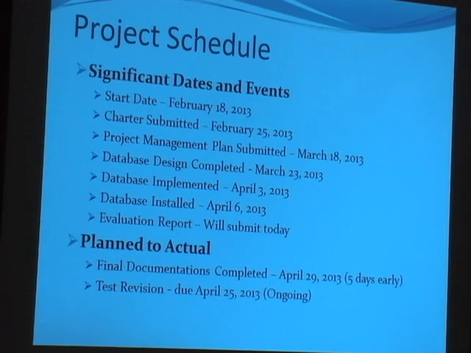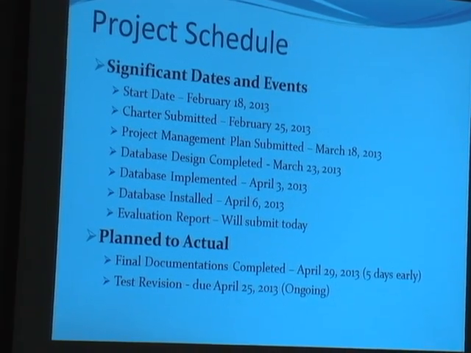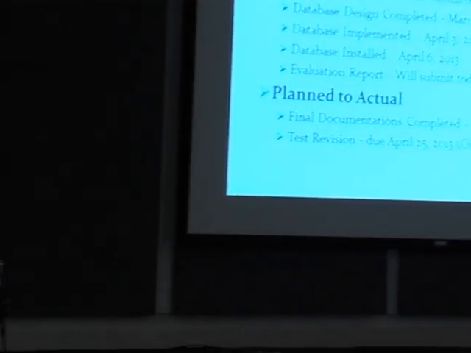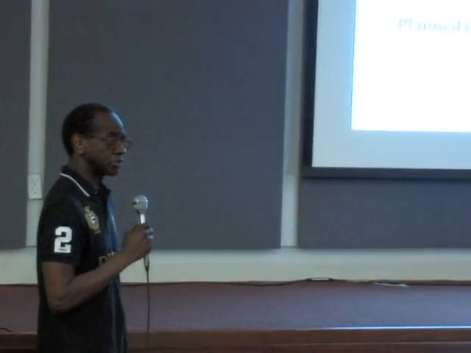This slide just shows some of the significant dates and events that occurred throughout our project. We're pleased with the way everything worked out. It moved right along. We pretty much stayed on schedule. Right at the bottom there, that second bullet is our plan to actual schedule. Okay, a little bit early in some instances, and of course we still have a couple of phases that are ongoing. Next slide.